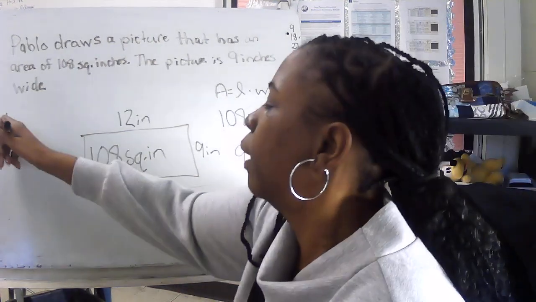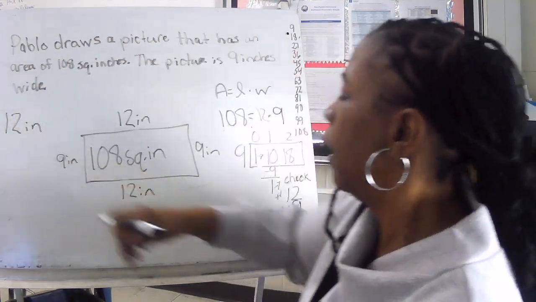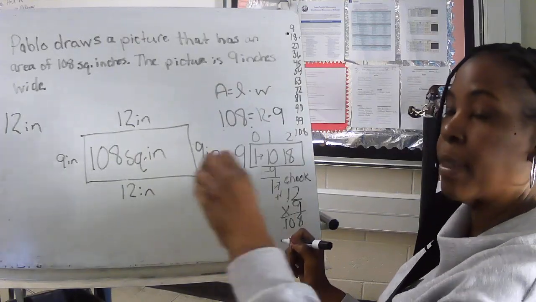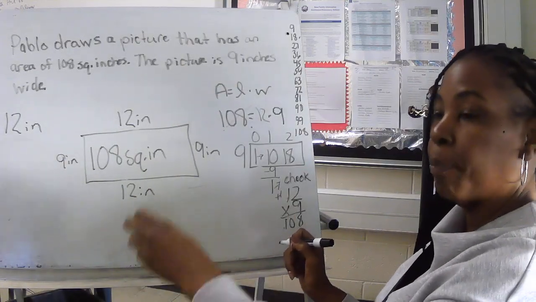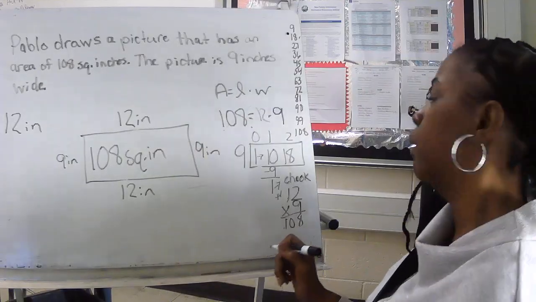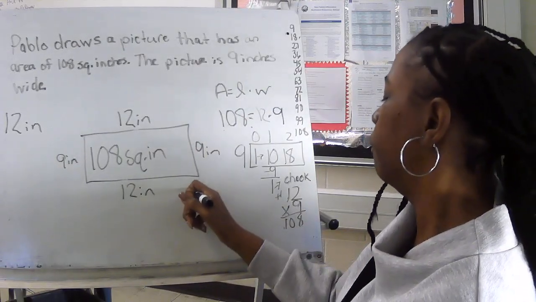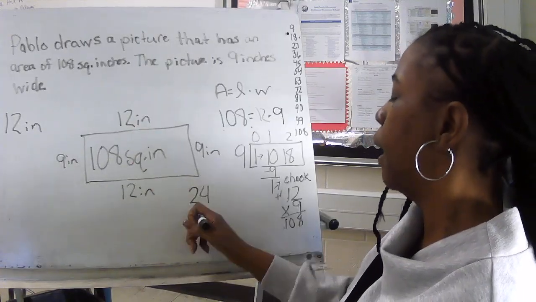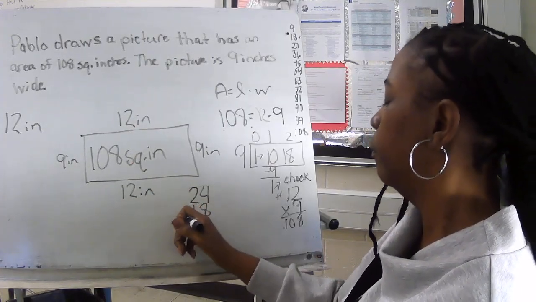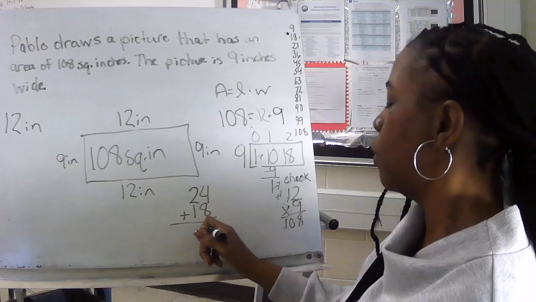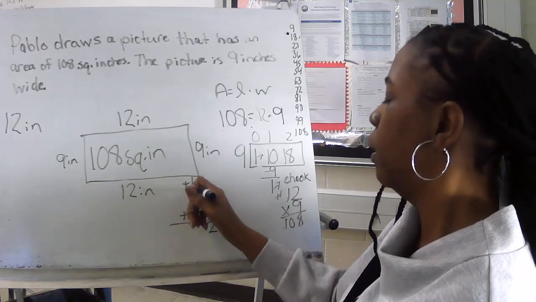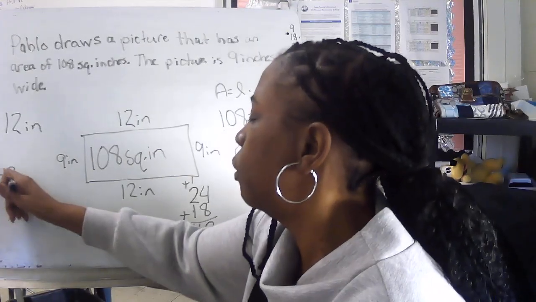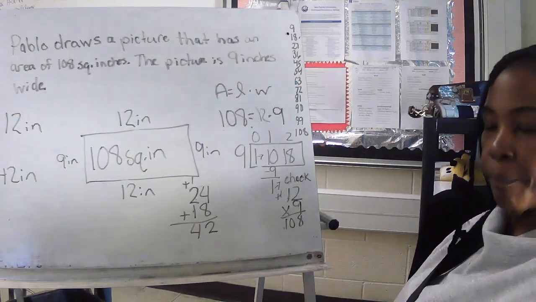Okay, so over here the length is 12 inches, and the perimeter is do what? We add up all the sides. Remember, side plus side plus side plus side, or length plus length plus width plus width. Okay, so we have 12 plus 12, we know that's 24. 9 plus 9, we know that is 18. 8 plus 4 is 12. Put a 1. 2 plus 2, 4. So the perimeter is 42 inches.